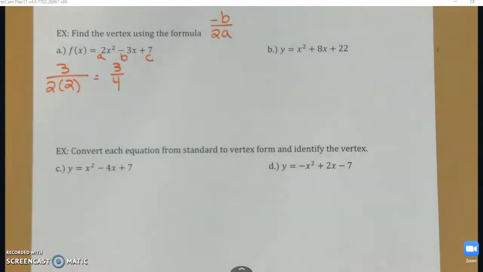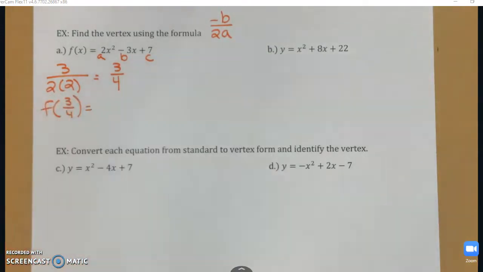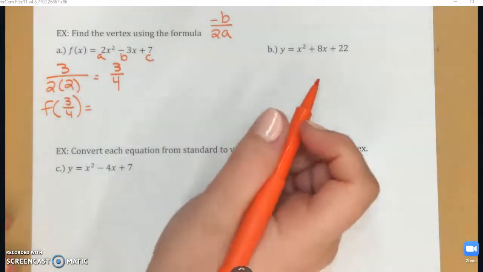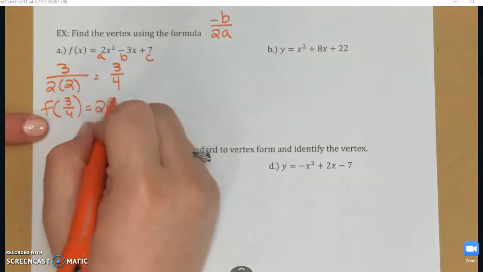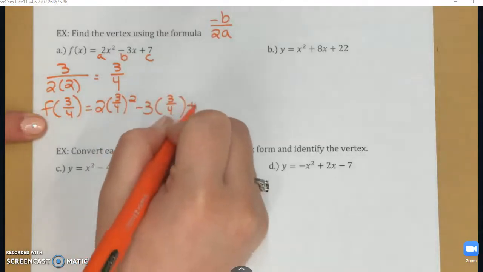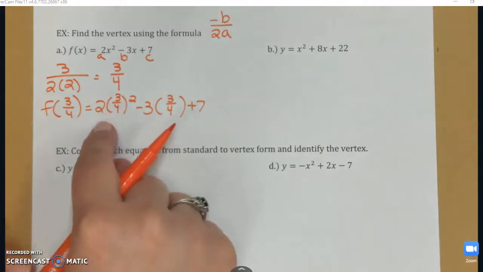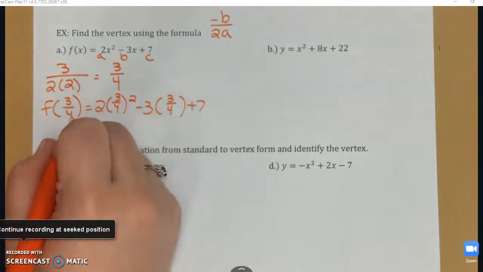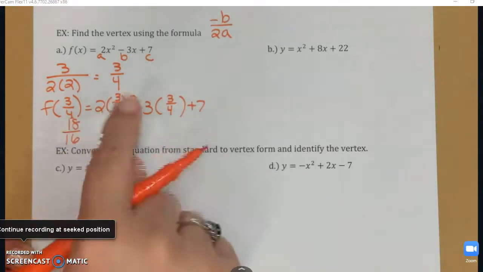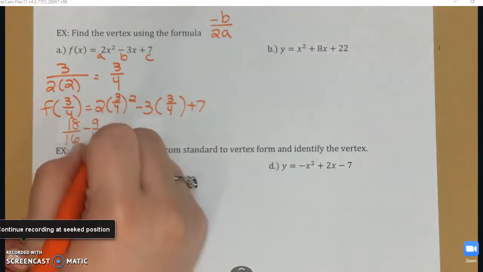Now I need to find my y value. I'm going to be looking for f of 3 over 4. Now this next test is going to be no calculator, so my suggestion to you is do these problems and your homework without a calculator. Practice like you play. A lot of mental math going on here. So that's going to be 2 times 3 over 4 squared minus 3 times 3 over 4 plus 7. Now 3 over 4 squared is 9 over 16. If I multiply that by 2, I get 18 over 16. Then negative 3 times 3 over 4 is minus 9 over 4, plus 7.